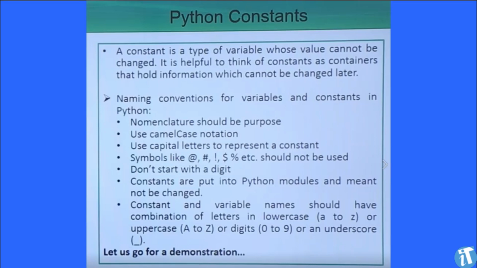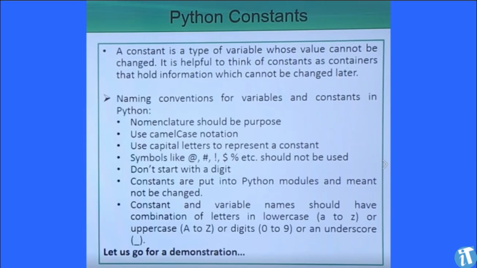Symbols like @, hash, exclamation, dollar, percentage, etc. should not be used. Don't start with a digit, that is very common. In the previous video we also showed you that 1variable is not a valid variable name, but variable1 is a valid variable name. Constants are put into function modules and are meant not to be changed. As I discussed earlier, constants cannot be changed later on.